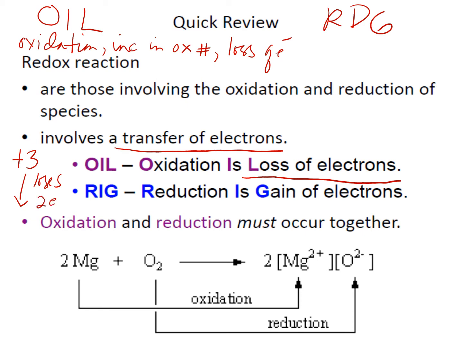So remember that the charge of the electron is negative. So if an atom loses an electron, it becomes more positive. In other words, it gains a positive charge. So for every electron that is lost, the atom will gain a positive charge. So if the atom loses 2 electrons, it gains 2 positive charges.